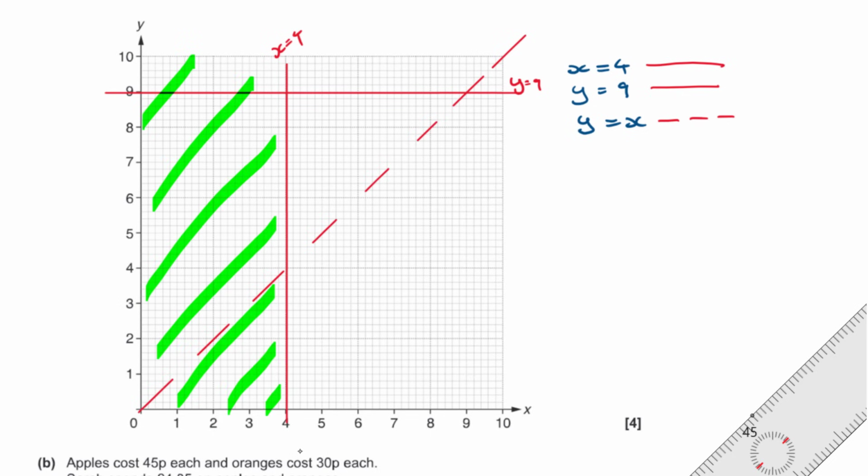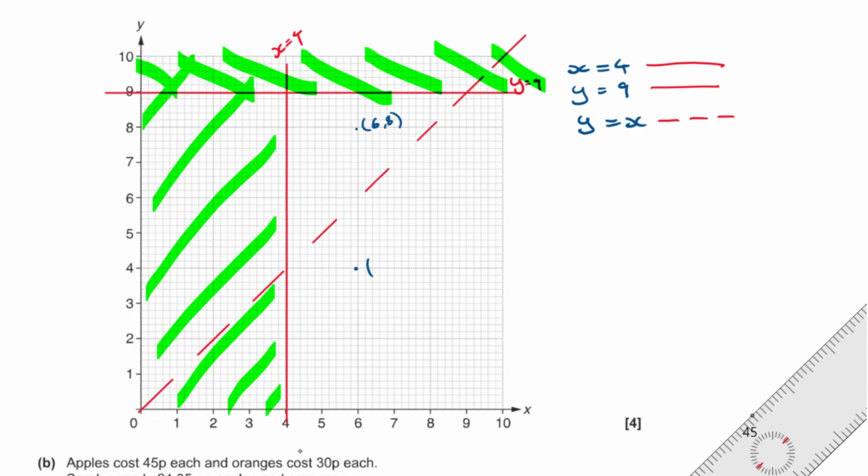Okay, if y is less than or equal to 9, then I don't want a bit where it's more than 9, so I don't want this bit here. Okay, and then finally I want y is greater than x. So which side of the line do I want? I want the coordinates where the y coordinate is bigger than the x coordinate. So is it this side or is it this side? Well, at this point I've got the coordinate 6, 8, and this point down here, that's the coordinate 6, 4.